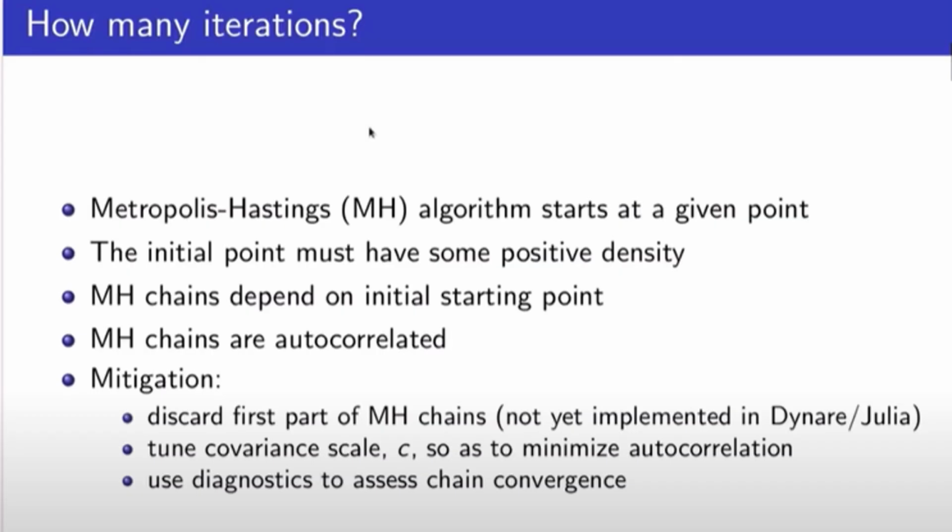First, we should discard the first part of the Metropolis-Hastings chain because of dependence on the initial points. In Dynare.jl, we don't yet have the option to set this proportion automatically. Second, we need to tune the covariance scale to minimize autocorrelation. That's one of the points we are going to discuss today. Finally, at the end of the generation process, we need to use diagnostics to assess the convergence and shape of the chain. The variance scale affects the average jump size of the proposal.